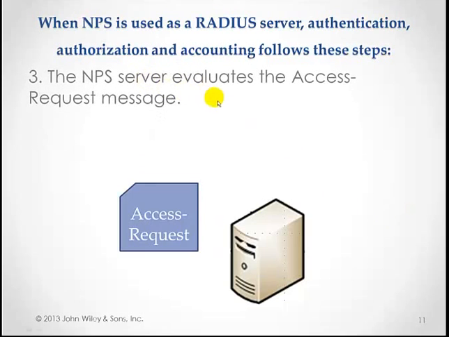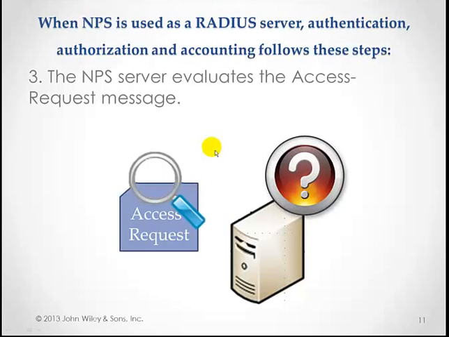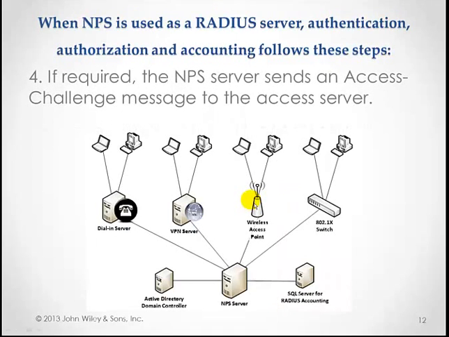Now the NPS server is going to evaluate the access request message. So it'll examine that access request message. And it's looking at certain aspects of it, the policies that are already enabled on the server and comparing them against the access request. Now, if required, that NPS server is going to send an access challenge message to the access server. So this challenge goes back to the access server.